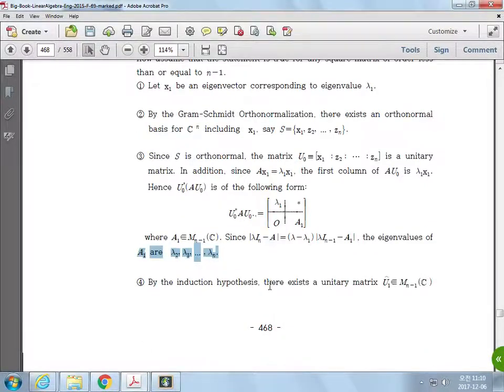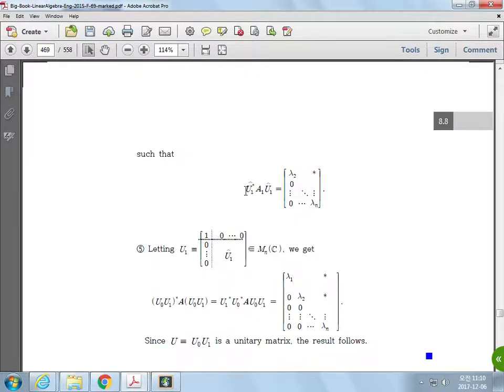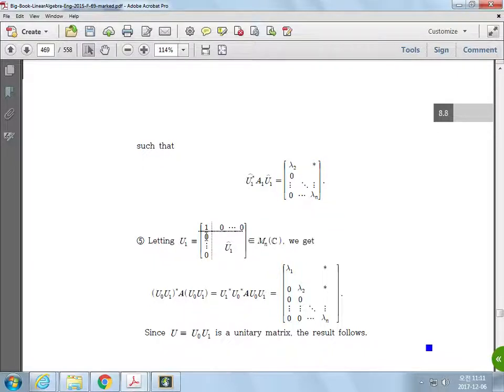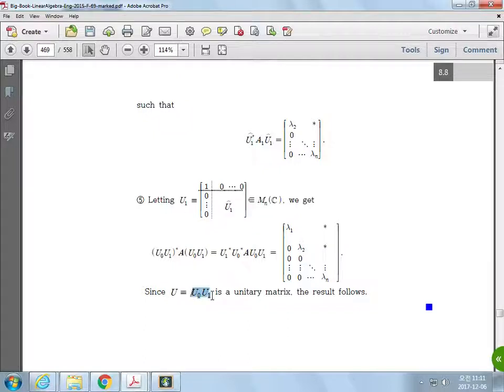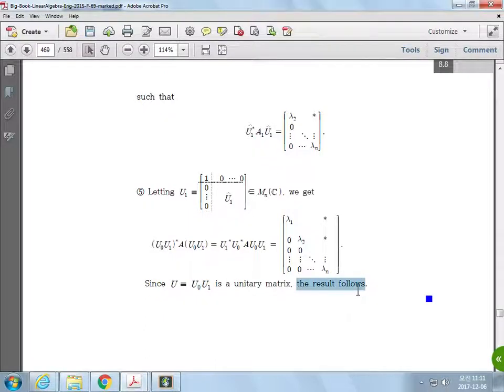So by the induction hypothesis, there exists a unitary matrix U1 hat such that U1 hat star times A1 times U1 hat is equal to an upper triangular matrix whose main diagonal entries are eigenvalues lambda 2 to lambda n. So if you define U1, which is an n by n matrix, which is this, including the submatrix U1 hat, then if you multiply the star of U0 U1 times A times U0 U1, it is equal to this, which can be written as this, an upper triangular matrix whose main diagonal entries are all eigenvalues of A. So Schur's theorem has been proved because this matrix product U0 U1 is a unitary matrix, because it's a product of two unitary matrices. So Schur's theorem has been proved.